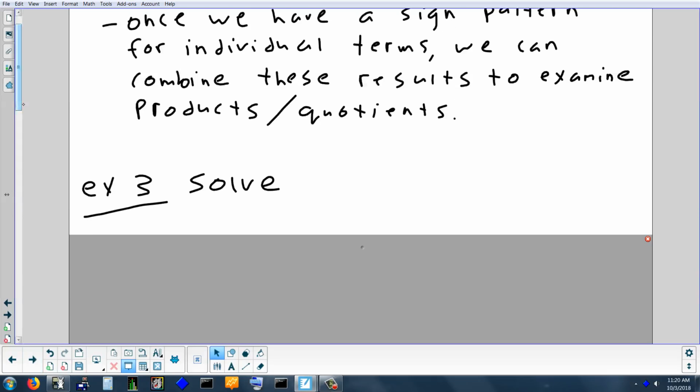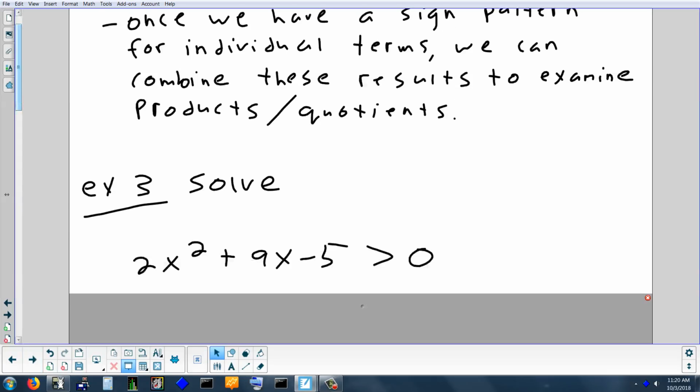Okay, so a sign pattern is just a way of thinking about where a calculation is positive and where it's negative. That's all it is. And the reason we want to think about where things are positive and where things are negative is because every problem I give you is either going to ask where is something positive, greater than 0, or where is something negative, less than 0. That's why we're doing that.